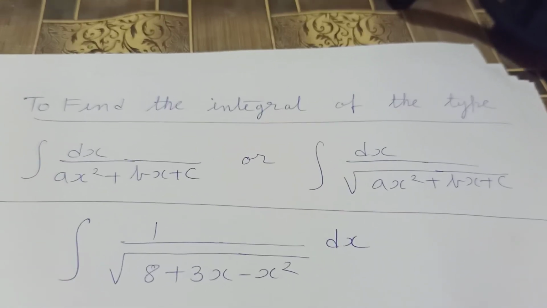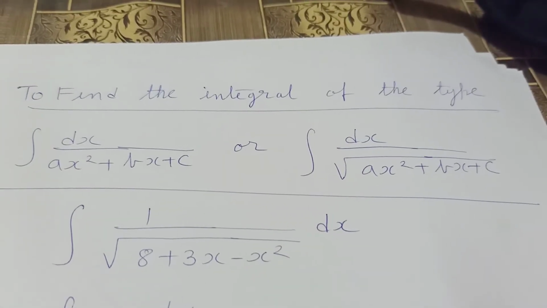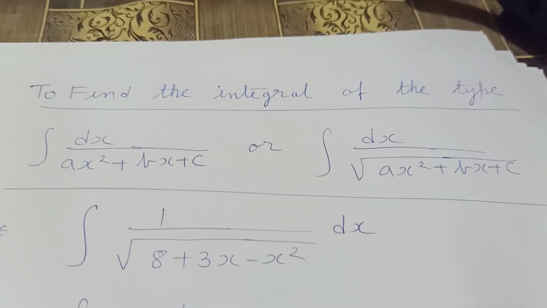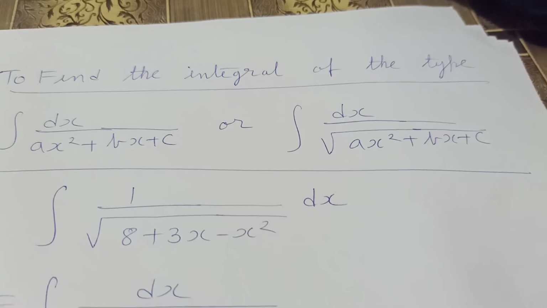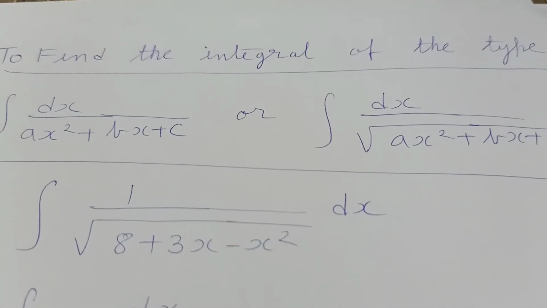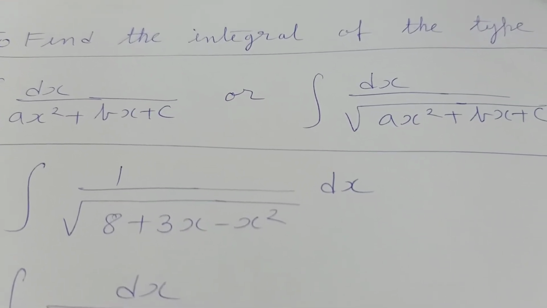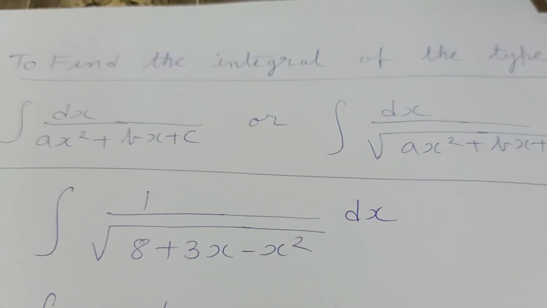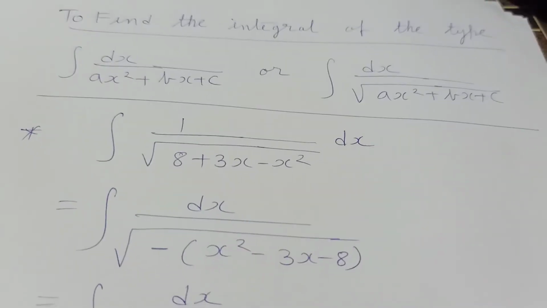Now we will find the integrals of the type 1 upon ax square plus bx plus c, or 1 upon root ax square plus bx plus c. Okay, so basically what we have to do is convert these functions, that is ax square plus bx plus c, into a perfect square. So we will take up an example to solve this integral.